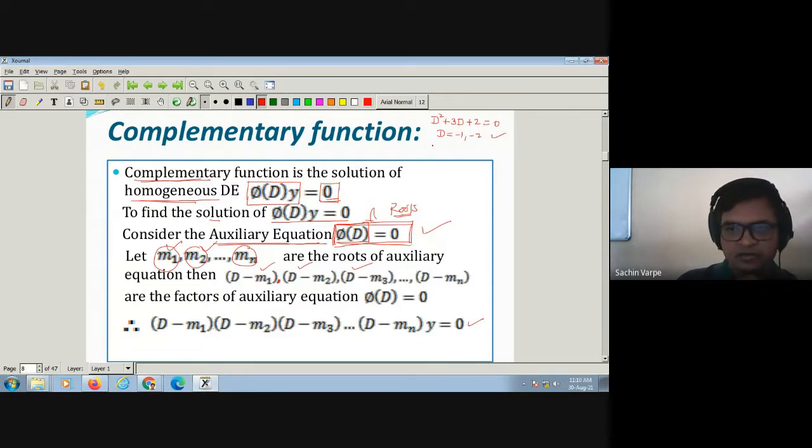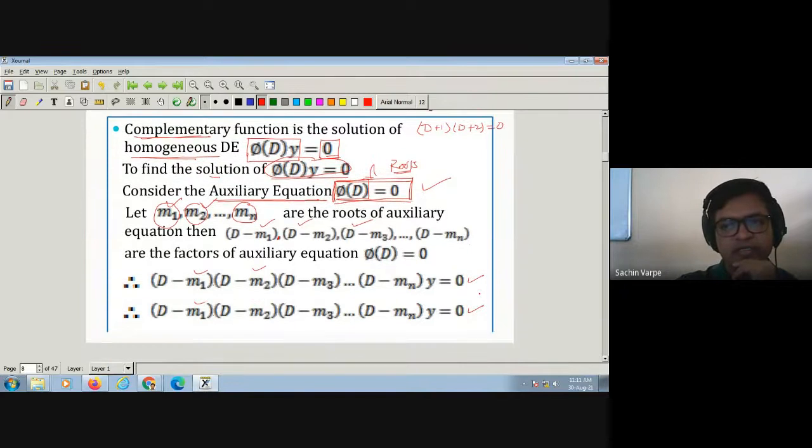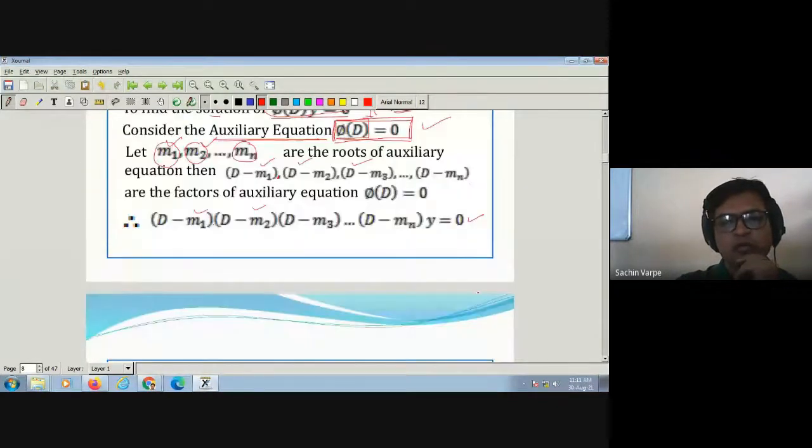So what are the factors then? D plus 1 and D plus 2 are the factors. So I can write this polynomial or this left hand side with the help of these factors. How do I write? D plus 1 into D plus 2 is equal to 0. Am I right? Yes, isn't it? So that is what I have written here. Multiplication of all those factors into y. In the homogeneous equation, I am substituting this into y is equal to 0. Okay. So with the help of these roots, you'll get the factors, and with the help of the factors, you'll get the formulas of the complementary function.